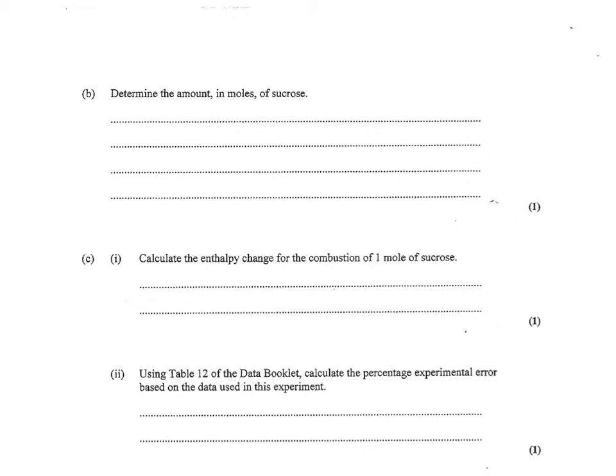Determine the amount in moles of sucrose. So now you take your 0.435 grams of sucrose, and you have to divide by the molar mass of sucrose, which I calculate to be, it's like 342, it's a big molecule, 342.34 grams. So I came up with 0.00128 moles of sucrose.